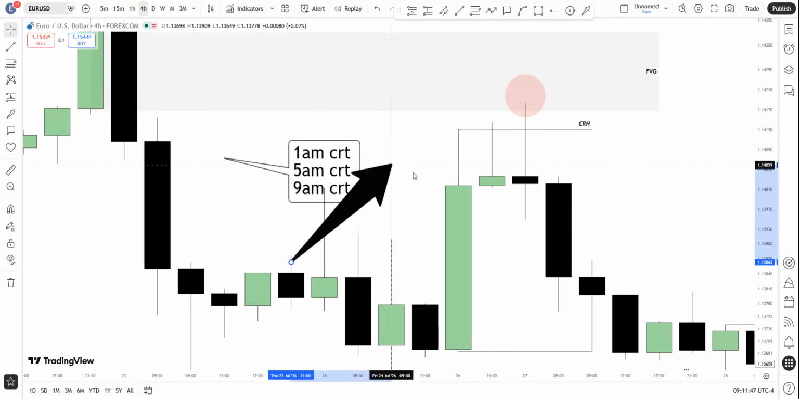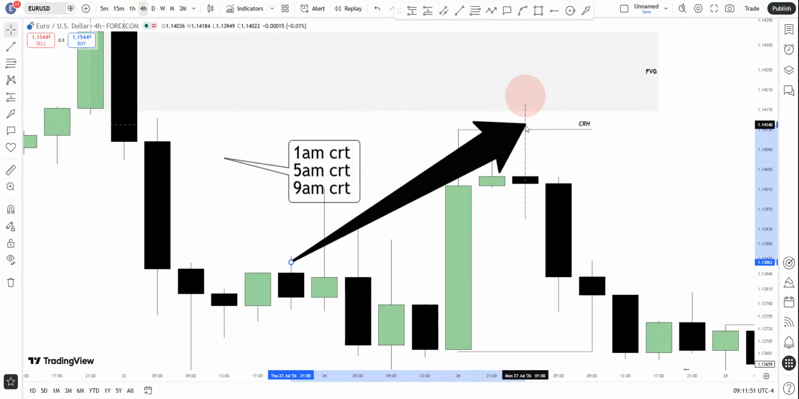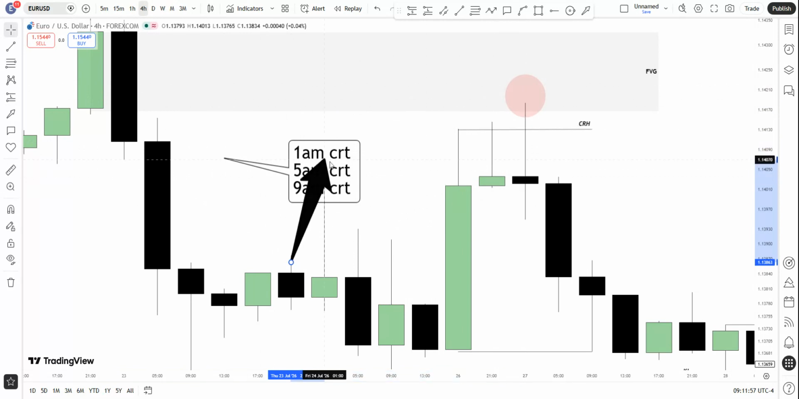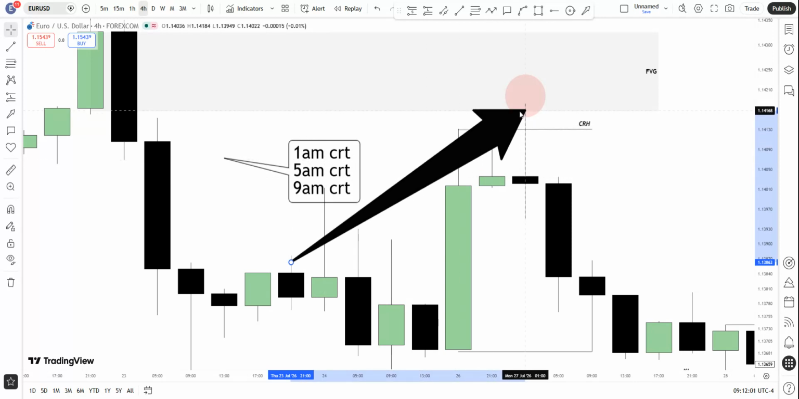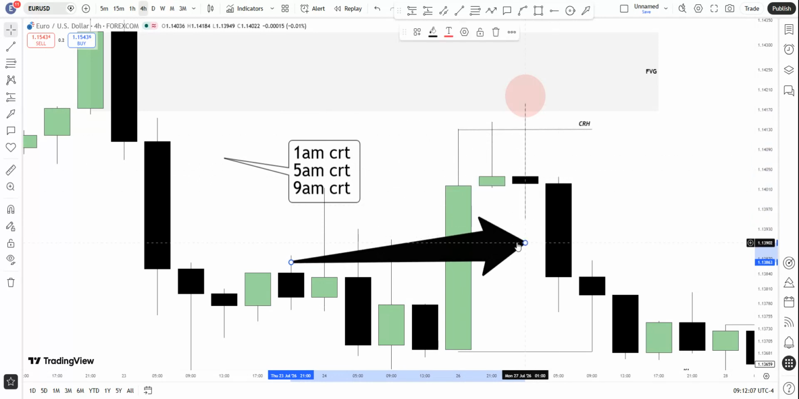But what happened? At a particular Q zone time, price tapped into the key level. This is around 1 a.m., which is the 1 a.m. CRT, which is the beginning of the range. Now, at 1 a.m., price cleared this high, tapped into the order block, then started distributing to the downside. This is how to take a trade using time and price.